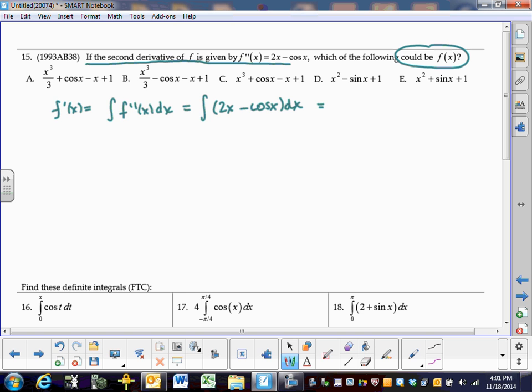That means that I get 2x squared over 2, so the 2's cancel. But going backwards from negative cosine gives me negative sine plus c. If you're having trouble remembering those, it's always okay to put them at the top of your page. Sine, cosine, negative cosine. Remember, down for derivative and then backwards for integration.